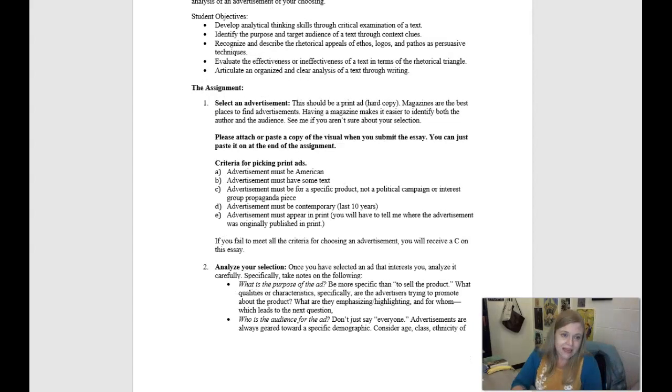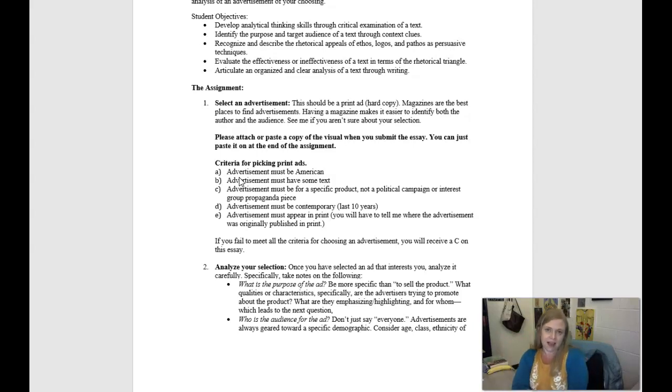So there's a couple things that I want you to do whenever you pick this ad. Number one, the advertisement has to be American. And the reason for that is I think we'll just understand the context of American ads a little bit better. Sometimes we may not understand the humor or the sarcasm of another country's advertisement. So that's why I say let's just keep it American and move on with that.